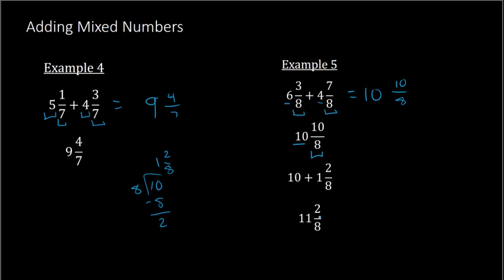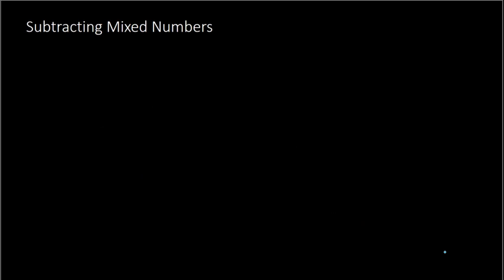And then from here, just notice that we can simplify the fraction part. So 2 over 8 we can simplify. So we can divide top and bottom by 2, which would give us 1 over 4. So our final answer is going to be 11 and 1/4. Now lastly, we're going to work with subtracting mixed numbers. Example 6, we have 8 and 5/9 minus 3 and 2/9.